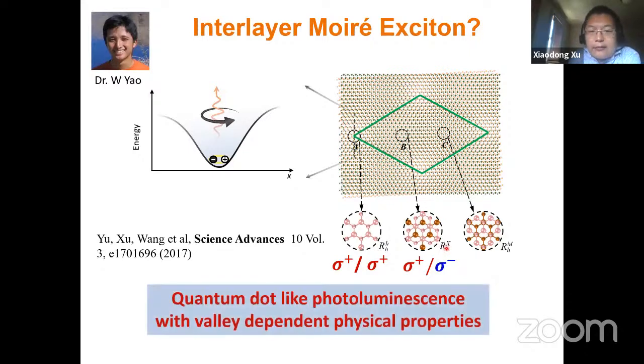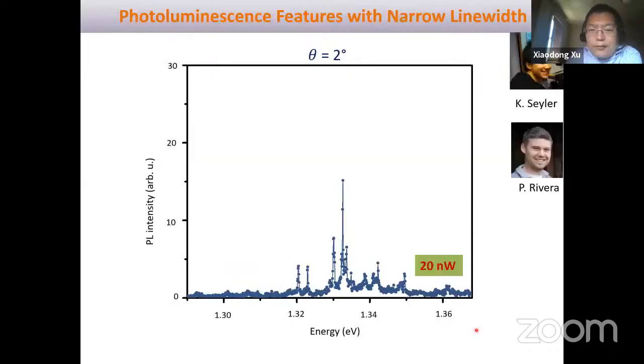So the take-home message is, if we want to look for these Moiré excitons, we should pay attention to 2 things. One is we look for quantum-dot-like photoluminescence. The second is we look for valley-dependent physical properties, which are inherited from the individual monolayers. So my student went back and redid the experiment, because we want to load just 1 exciton, or a minimum number of excitons, in the system. So we really lowered the excitation power to 20 nanowatts.